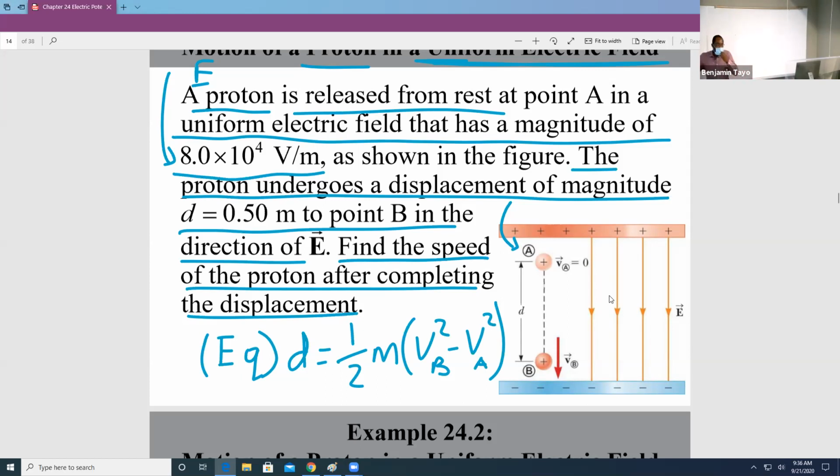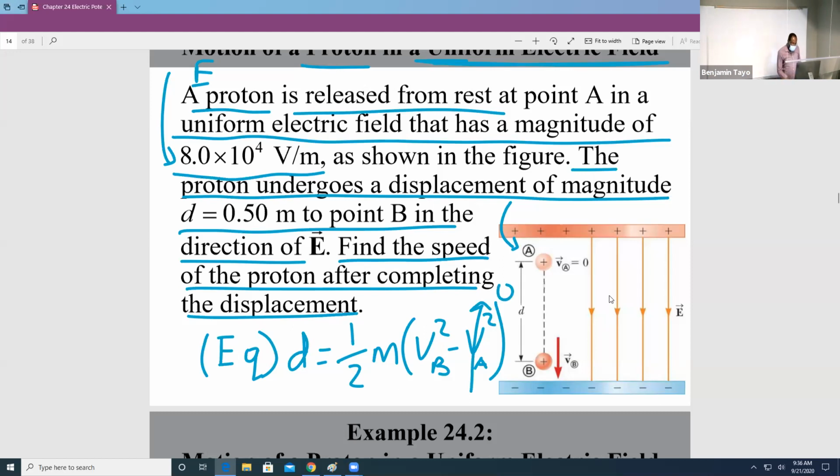I'm saying that because in this example, the electric field is constant, it's not changing, it's a uniform electric field. Take the electric field multiplied by the charge, it gives you force. Force times distance tells you the total amount of energy that is given to the proton. And since the proton is picking up speed, that energy gets converted into kinetic energy. So I can solve this equation because I know that VA is 0. So VA is equal to 0.